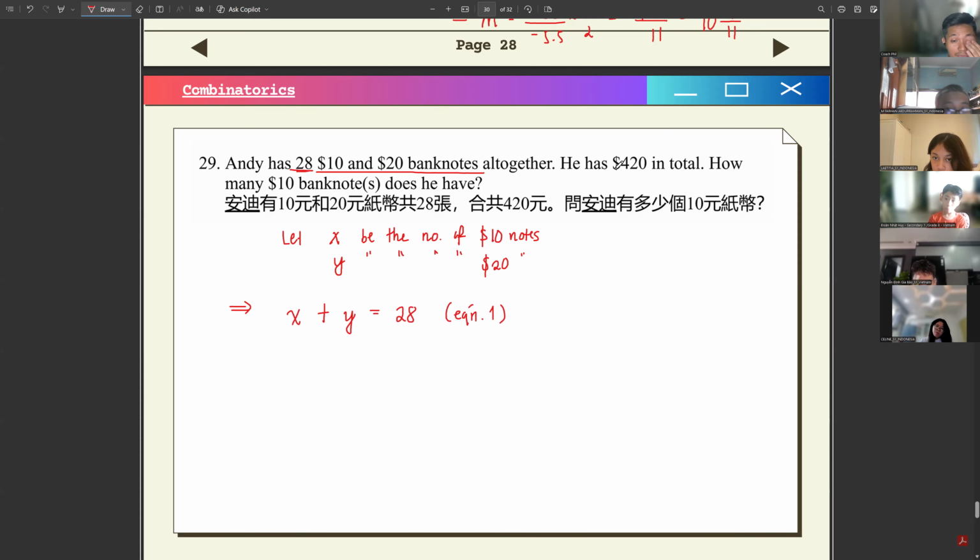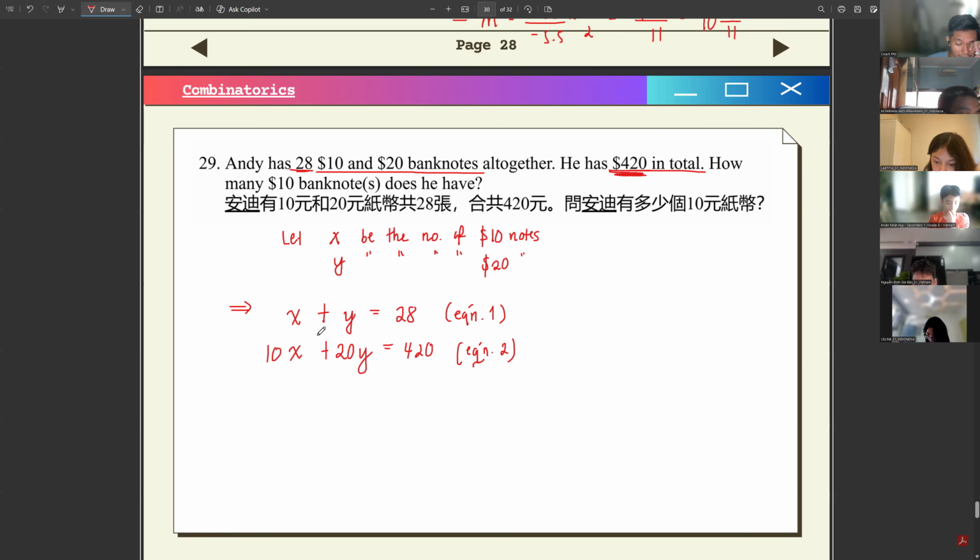And then next, he has 420 in total. This actually gives us our equation 2 also, because this is the value of the money, right? So how do we set it up? 10 is the value times the number of $10 notes, right? $10 times how many of them there are, plus $20 times how many of them there are, should be equal to $420. Okay? So that's our equation 2.